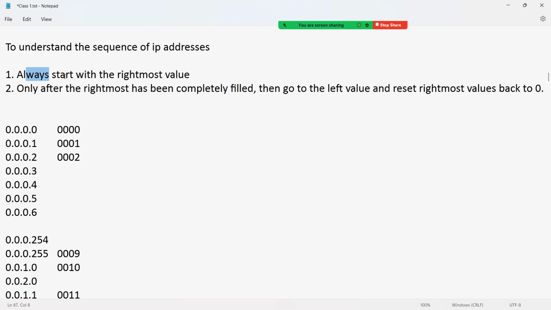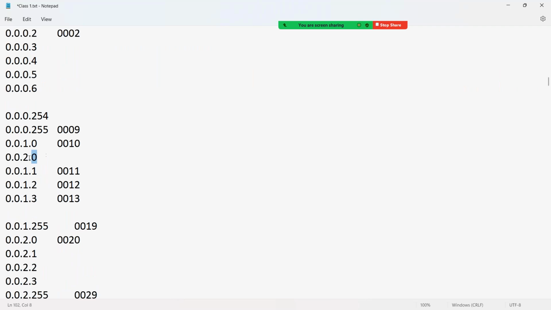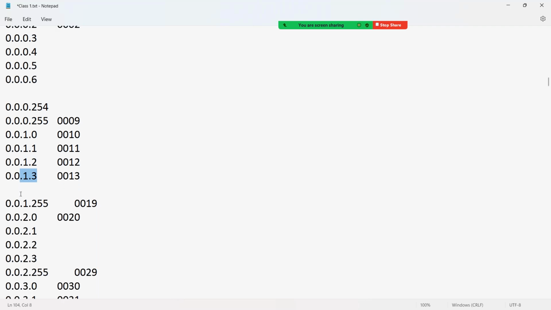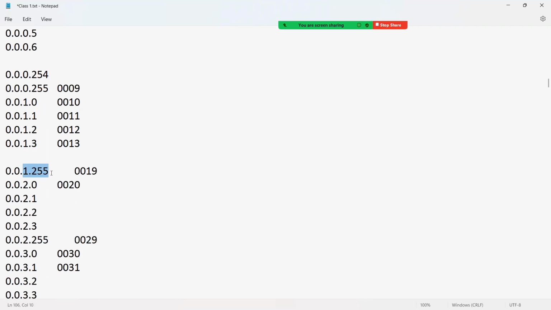Rule number 1, always start with the rightmost value. So after 0.0.1.0, you have 0.0.1.1, then 1.2, then 1.3, then 1.4. It goes on all the way up to 1.255. After 1.255, this is completely filled again. So this 1 increments to 2, and this 255 becomes 0 again. I hope you're following along, guys. I hope this is clear, the repetition or the cycle.